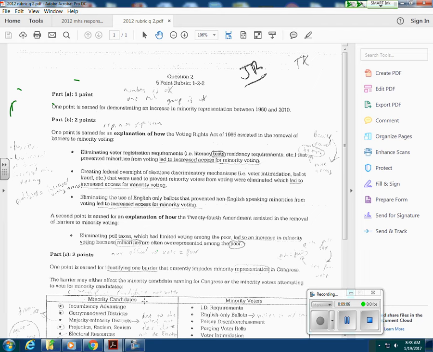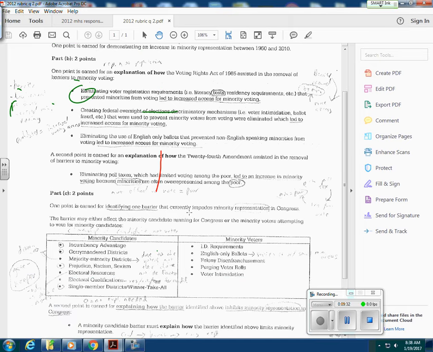But basically, there's your 1 point for A, all right, demonstrating an increase in minority representation. All right, all you have to show is that it went up. For this question, since it was a compare, you could have said it increased from 1960 to 2010, and you would have got the point. But you want to say it because we don't want to use pronouns, but it increased would have worked on that one.